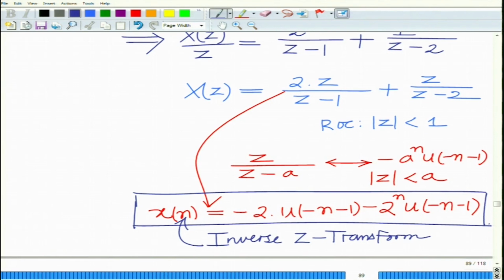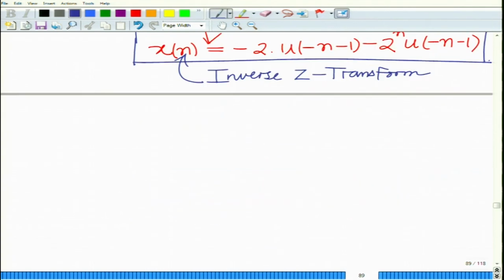So, we are able to evaluate, using the partial fraction expansion of X(z) over z, the inverse Z transform of the given rational function of z. Okay. Let us look at another example again to find the inverse Z transform. So, once again we have to find the inverse Z transform.